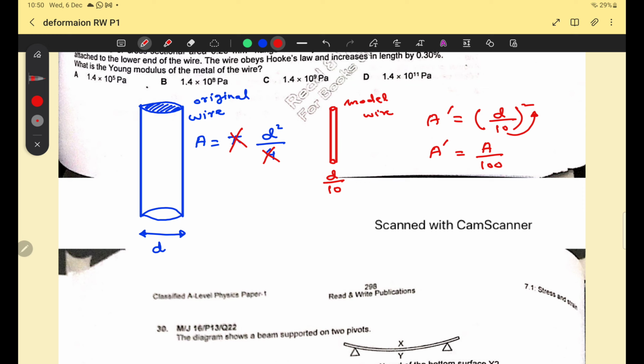So in the crane, there are two objects in our question. The first one is the wire: the dimensions of the wire are reduced by 1 upon 10, as well as that block, and the block is also reduced by 1 upon 10. So the weight of the block is reduced by 1 upon 1000 and the area of the wire is reduced by 1 upon 100. I want you to note down this calculation, then we are going to solve that question.